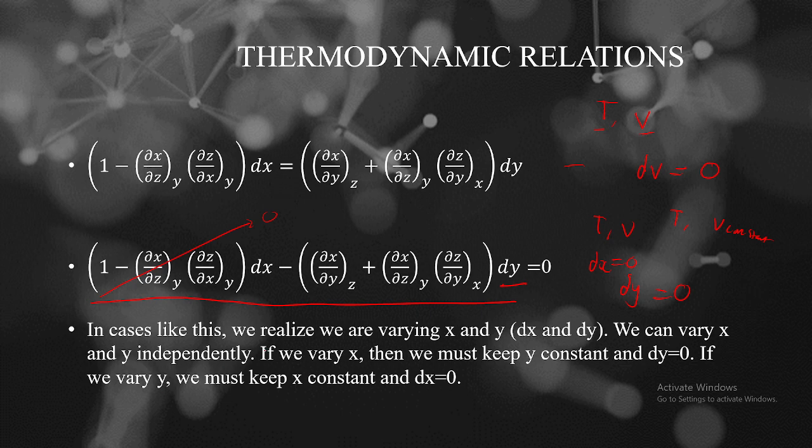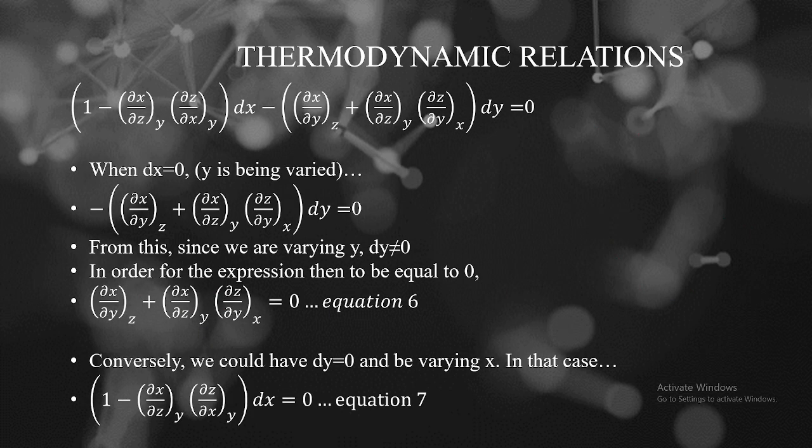So we are seeing that in cases like this, we are varying x and y, so that would be the x and the y. If you are varying them, we'll have a change in their values. We can vary x and y independently. So if we vary x, we must keep y constant, and then the y will be 0. If we vary y, then we must keep x constant, and then the x will be 0. So this is the expression we had.